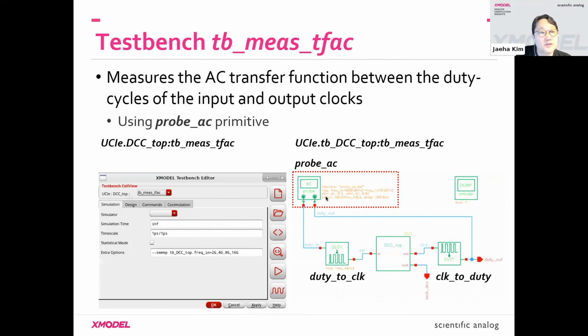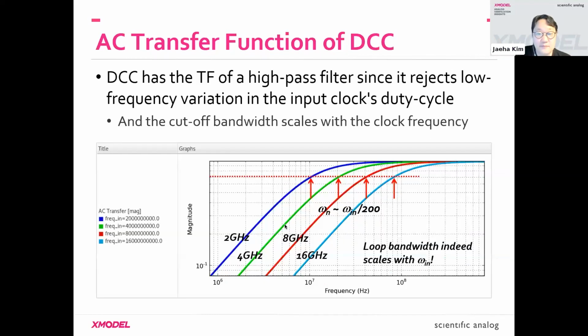In a similar fashion, we can also do an AC analysis, measuring the frequency domain transfer function of the circuit using another primitive called probe AC. This one will generate a sinusoidal stimulus that excites the circuit at different frequencies with a small amplitude sinusoid. It also measures the output sinusoid, its amplitude and phase, and collects the transfer function information. With this, you can plot the AC transfer function between the input duty cycle and the output duty cycle and check whether your DCC has the correct bandwidth.